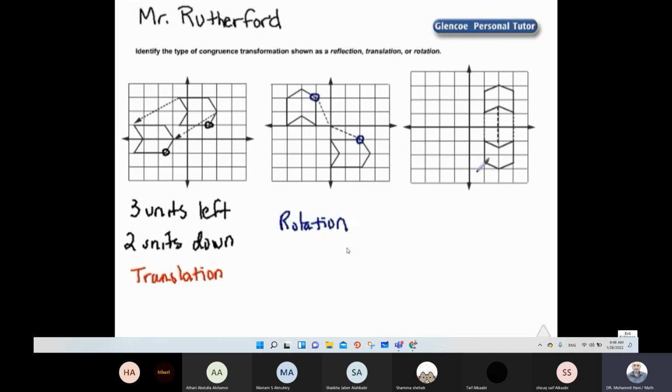In the third diagram, notice here that each vertex and its image are the same distance from the x-axis. Here's the x-axis. Now let's compare this vertex here and its image here. Notice they are both 1 unit from the x-axis. So because of this, this transformation is called a reflection.